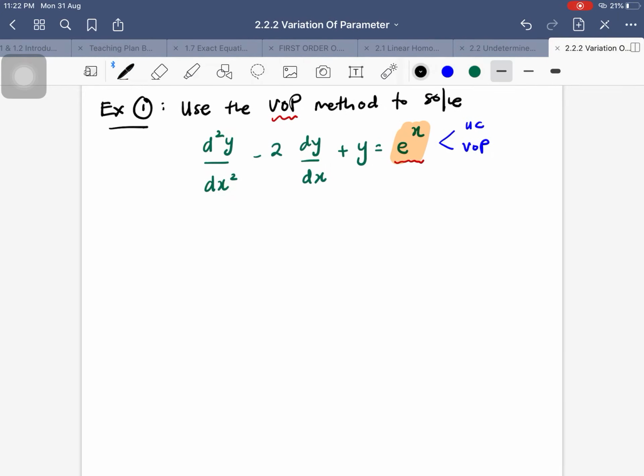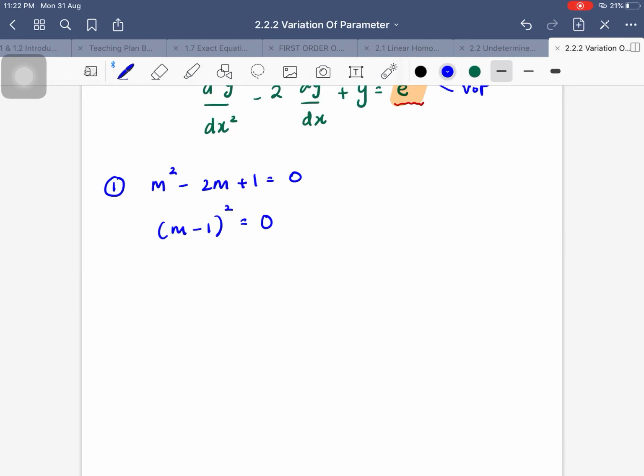Alright, so now I'm going to start with the calculation. Step number 1 is finding the yc. My characteristic equation is m squared minus 2m plus 1 equals 0. This is the case of equal roots, because when I factorize, I get (m minus 1) squared equals 0, so my root is going to be 1. Therefore, when I write down my yc of x, that will be given by (a plus bx) exponential of 1x, because my independent variable is x.